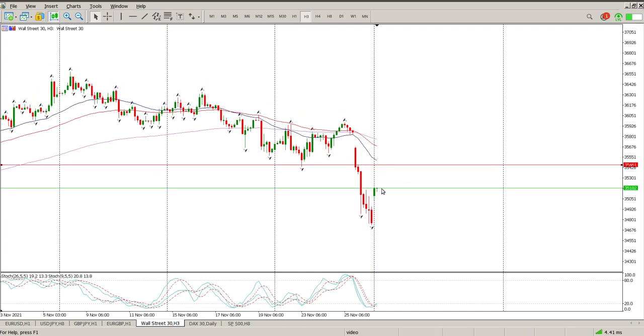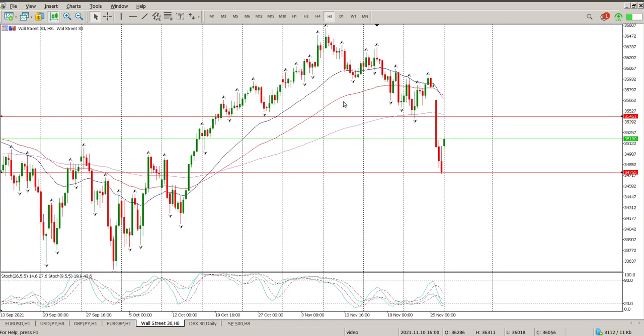Now we've got the daily gap there, and then we've got a weekly opening gap here. The weekly opening gap has typically closed more often than not in the same week that it is formed. It's very rare that it slips to the second week, but these weekly gaps are often targeted. So I have a little bit of caution at the moment.